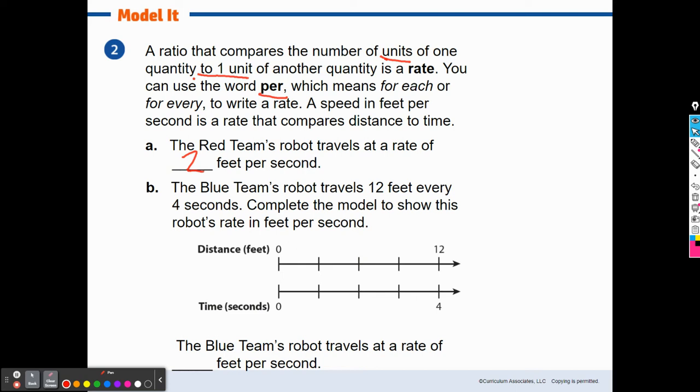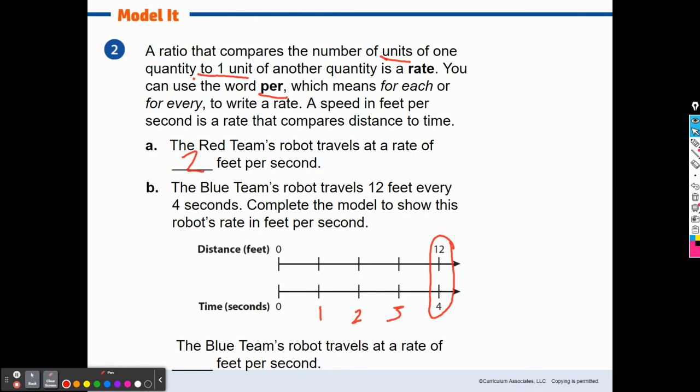Now we're going to take a look at the blue team's robot. Same steps, different problem, okay? We're given a ratio. Blue team's robot travels 12 feet for every 4 seconds. They've put that on a double number line for us, okay? So now that we know 12 feet for every 4 seconds, we want to know every 1 second, all right? So 0 to 4, that's 4 marks. So 4 divided by 4 is 1.